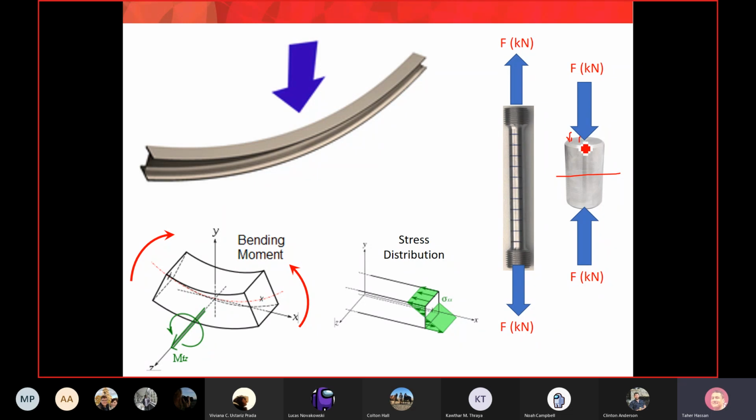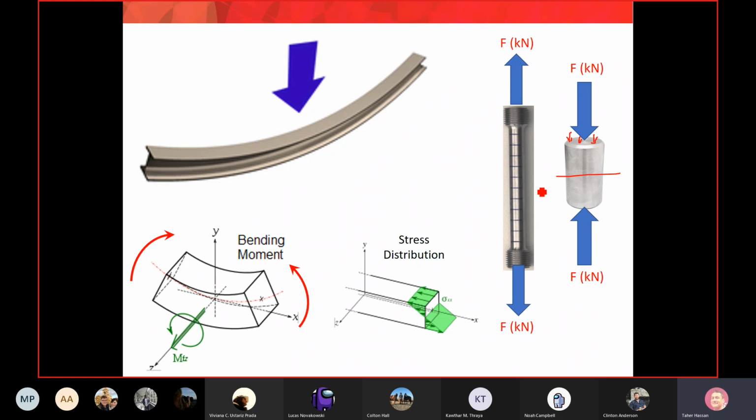The normal stress that the compression causes is simply uniform. And what does uniform mean? It means the entire cross section will be under the same amount of stress. For example, everything will be 50 MPa. Everything will be 100 MPa. So uniform, everything is the same.